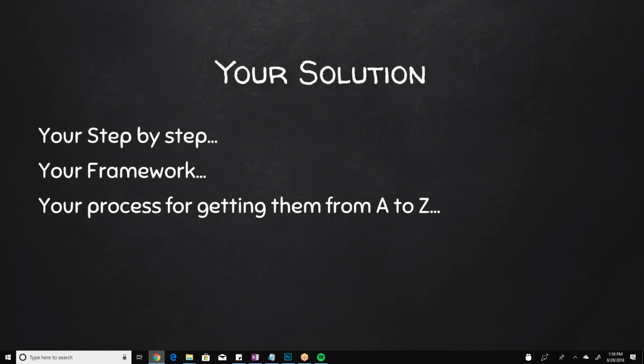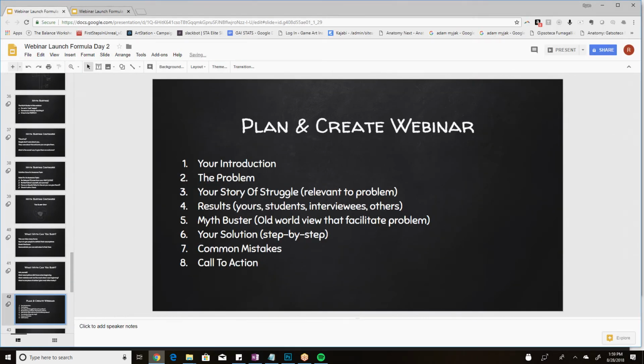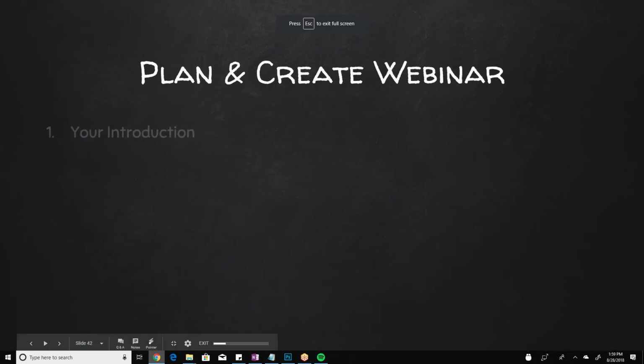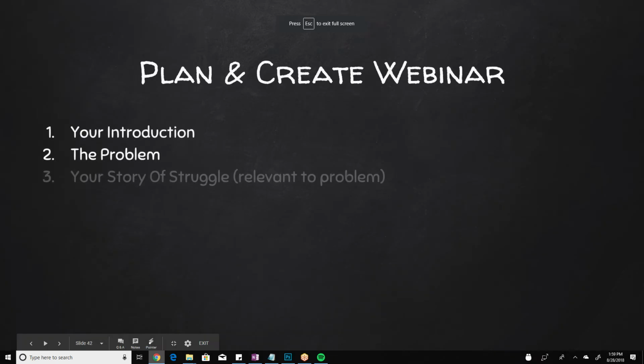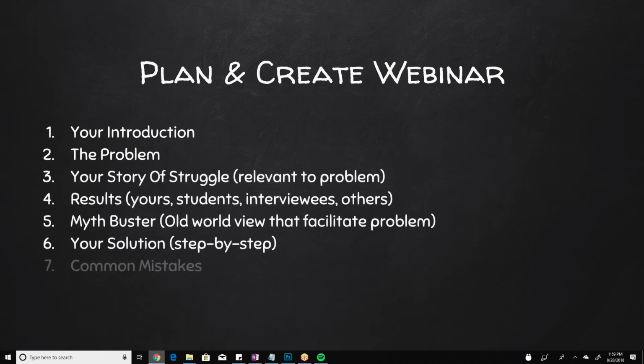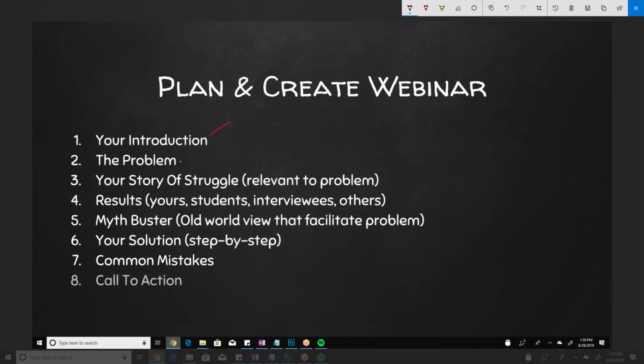The next step, right? So if we come back to this, we have talked about the introduction, the problem, the story, the results, the myth. We've done all this work, and I know we've been going for a long time, so thank you so much for being here and for walking through this. But now we have to talk about how you present your solution.